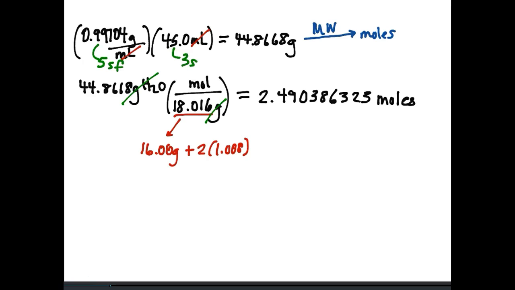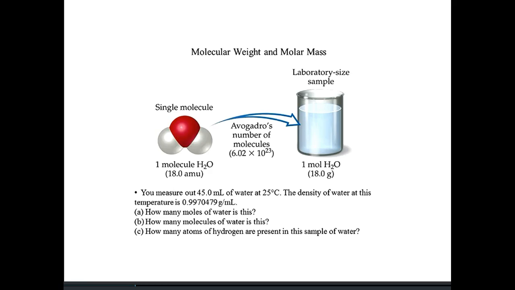The density has 5, the volume up here has 3, which means my mass is accurate to 3 significant figures, to this 8 that I underlined here. My molecular weight down here is accurate to the hundredths place because of the mass of water, 16.00, which means that my final answer should be accurate to 3 significant figures, 2.49 moles.